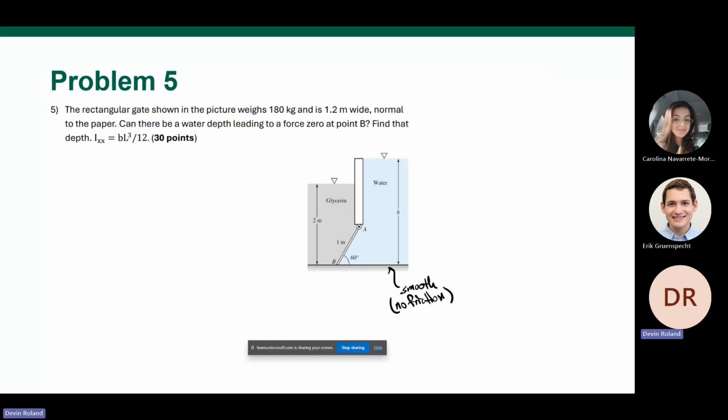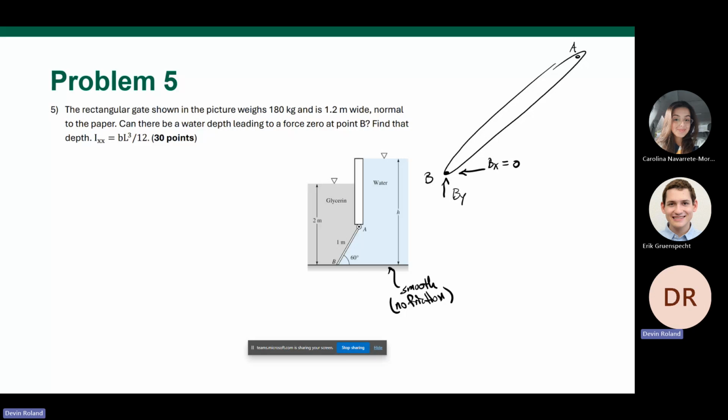Essentially what that means is that if we drew this gate, up here is point A, and down here is point B. Our force in the x direction at B, I'll call it Bx, is equal to 0. That's what I mean by no friction. And so the only force that might act on B is going to be in the vertical direction, By.